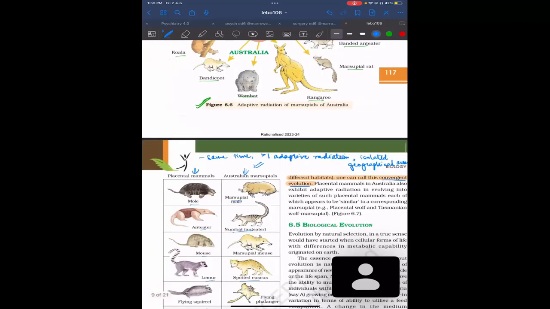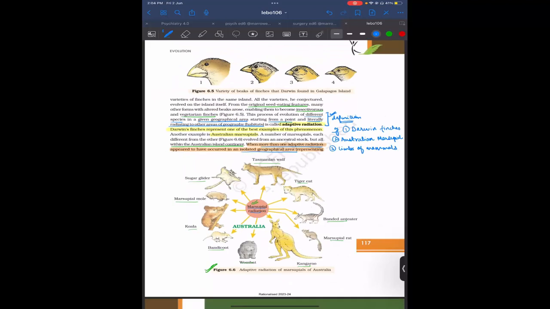Now here I would like to add one more thing. We were discussing the examples of adaptive radiation. First was the Darwin finches, next is Australian marsupials, then the limbs of giant turtle, and chelicerates. These are the examples of adaptive radiation.